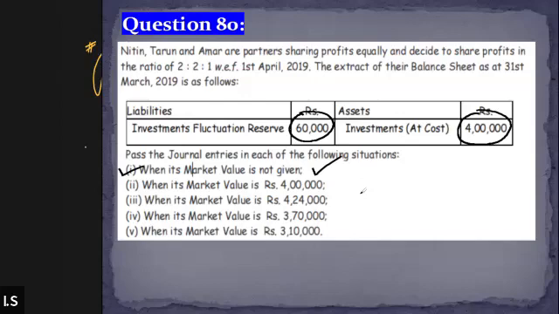And then the entire amount of fluctuation reserve will be distributed among the partners in the old profit sharing ratio. And the amount of profit that we have generated on account of the rise in the value of the investment will also be distributed among the partners in the old profit sharing ratio. That means the 24,000, which we have generated as a profit because of the increase in the market value of the investment, will also be distributed among the partners in the old PSR. And the 60,000 of reserve will also be distributed among the partners in the old PSR. Got it, everyone?